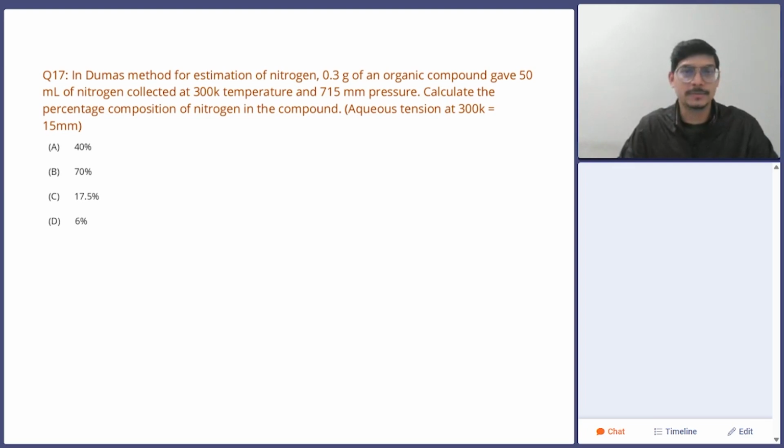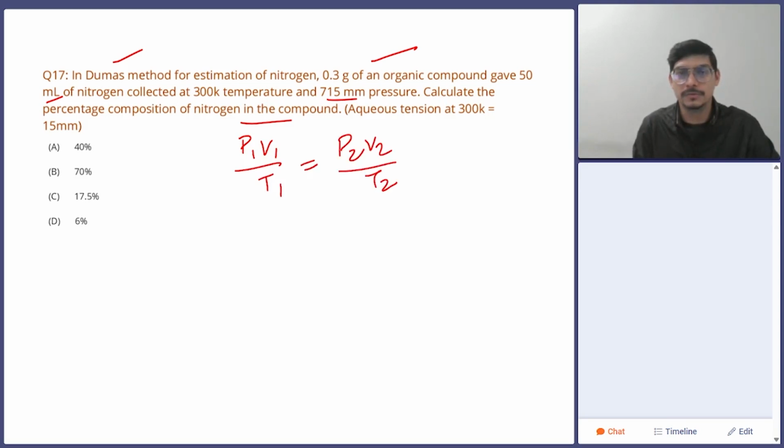In the Dumas method for the estimation of nitrogen, 0.3 gram of an organic compound gave 50 ml of nitrogen collected at 300 Kelvin temperature and 715 millimeter of mercury pressure. Calculate the percentage composition of nitrogen in the compound. So in the Dumas method, you do the question in two steps. First, you figure out the volume of nitrogen gas evolved under STP conditions, by using the very simple and famous combined gas law, P1V1 by T1 is equal to P2V2 by T2.